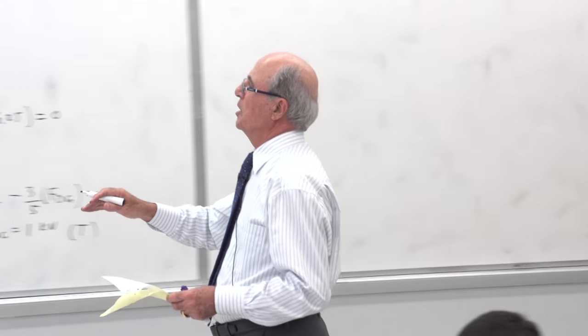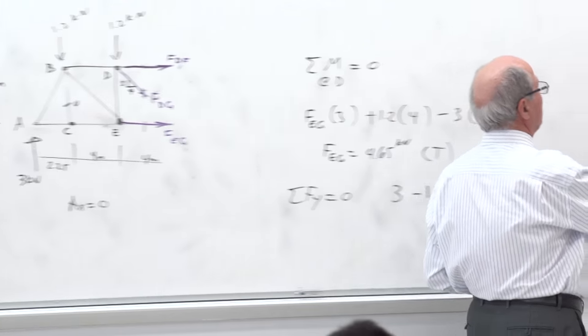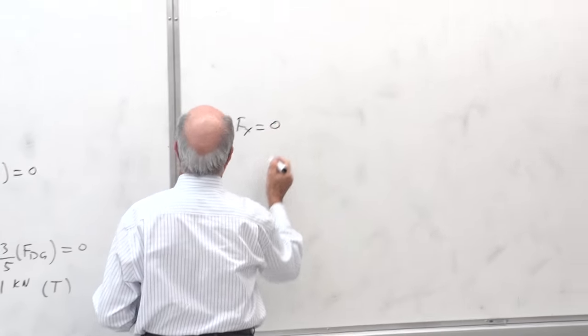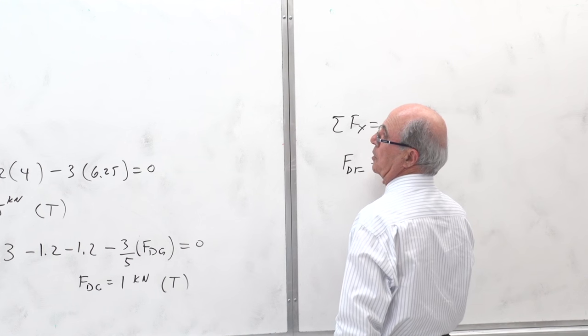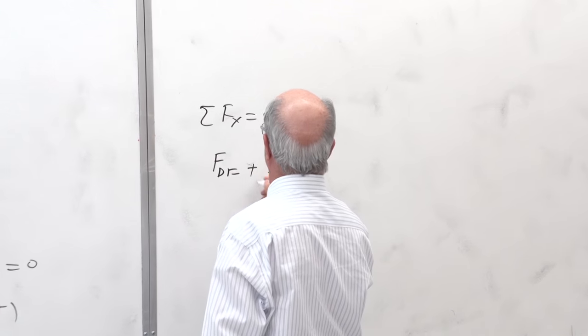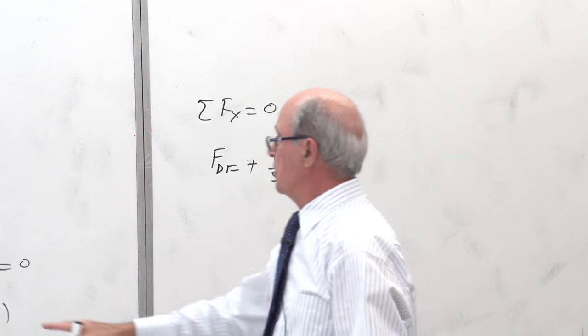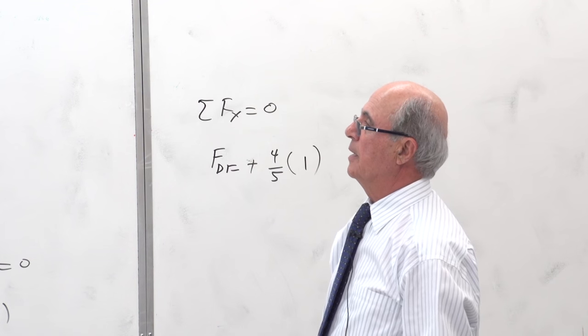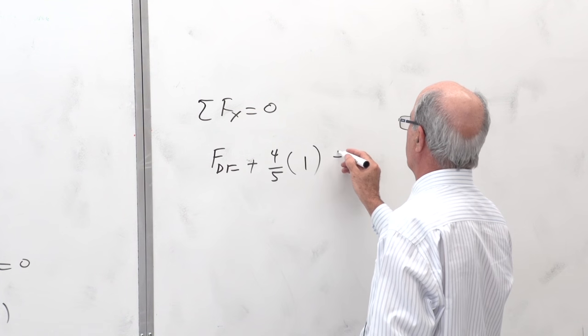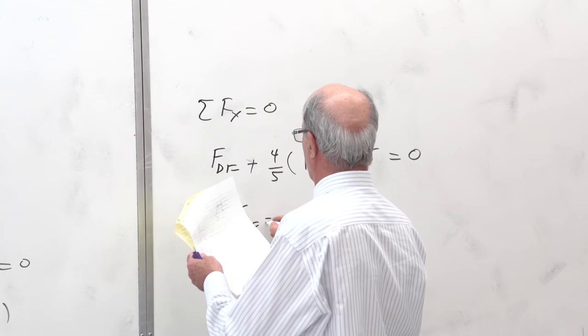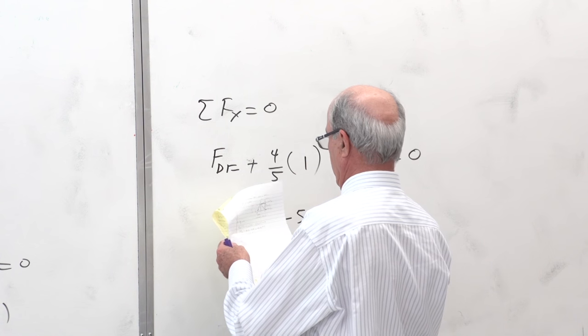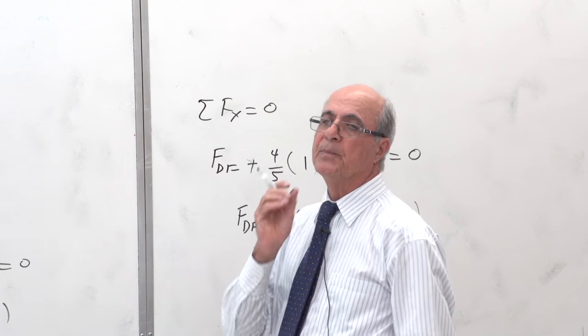Okay? The next is writing sigma Fx equal to 0 and finding the last force. The last force will be FdF. So when you do that, sigma Fx equal to 0. Notice we have nothing there except, starting from top, FdF plus 4/5 of FdG, but FdG is 1. And then we have FEG, which is plus 4.65, equal to 0. FdF ends up being equal to minus 5.45 kilonewton. Obviously, this one is in compression.